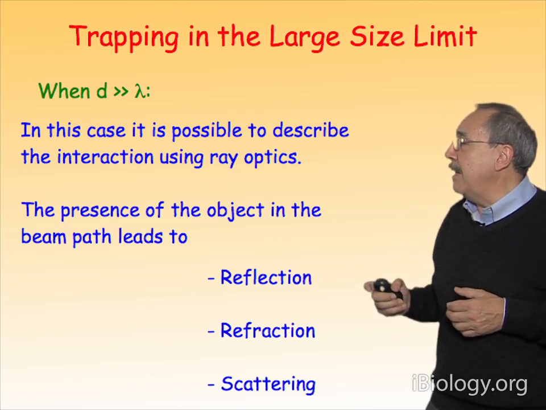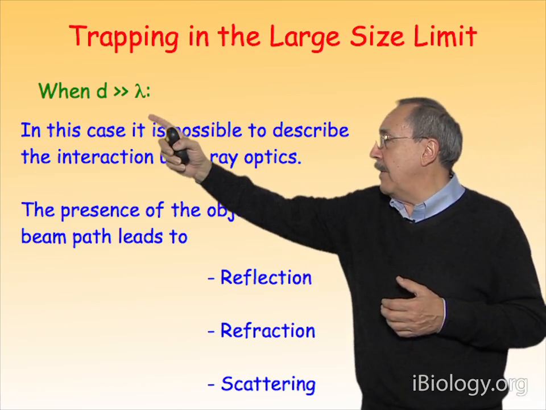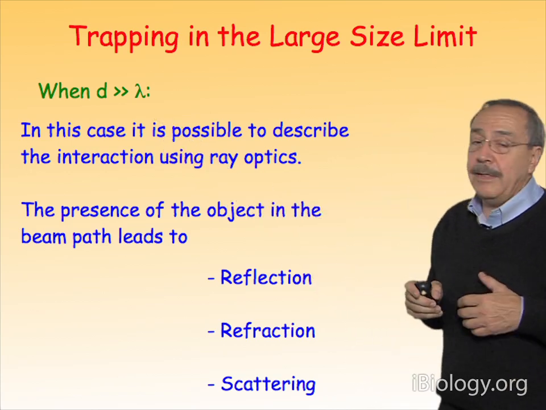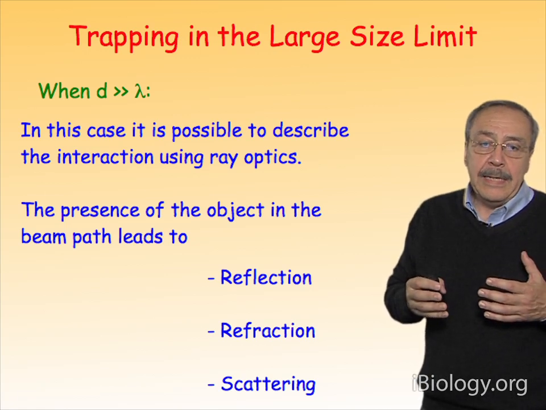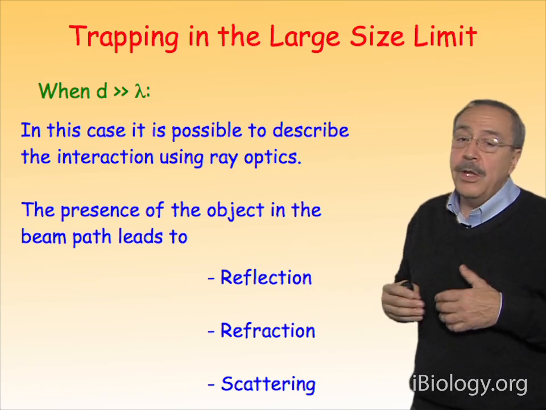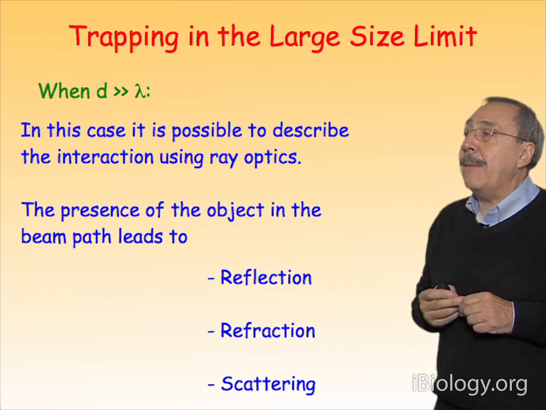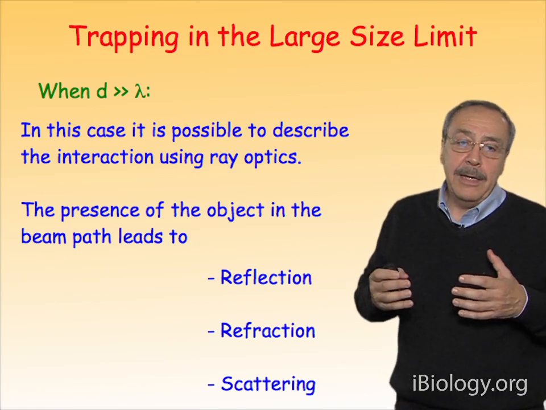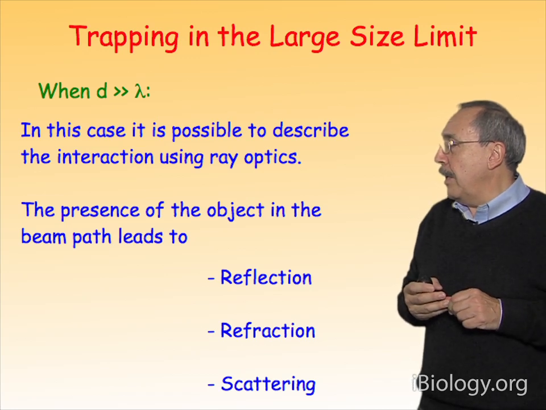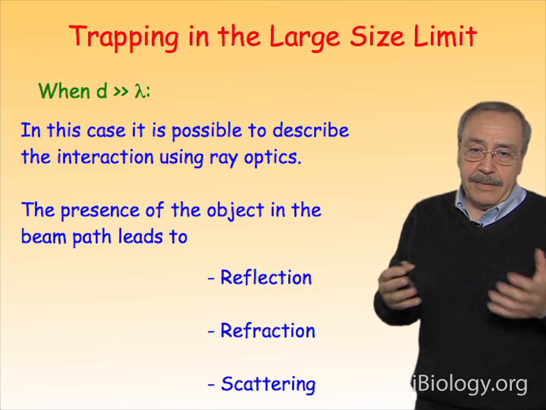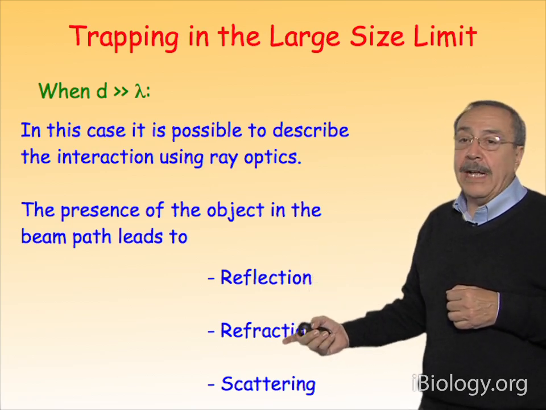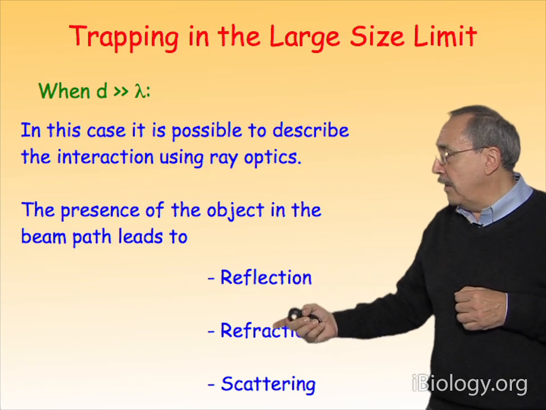The second case is the limit in which the object is much larger than the wavelength of light, as indicated here. So d is much greater than lambda, and in this case it is not possible to describe the interaction in terms of gradient force or scattering force, but it is possible instead to describe it using ray optics. What happens when light hits, say, a plastic bead, a polystyrene bead, or a glass bead? The bead is going to reflect the light, refract the light, or scatter the light. So we must consider all these three effects.